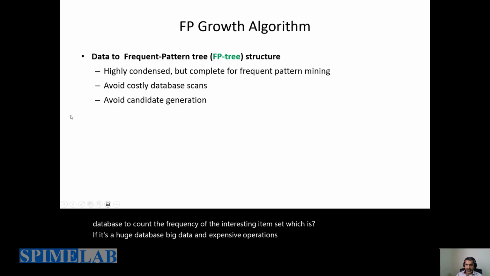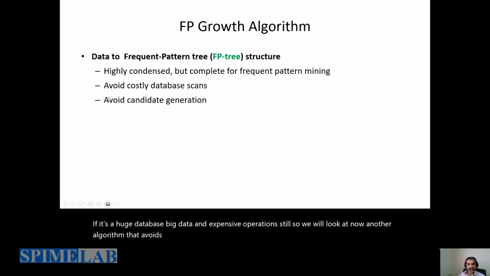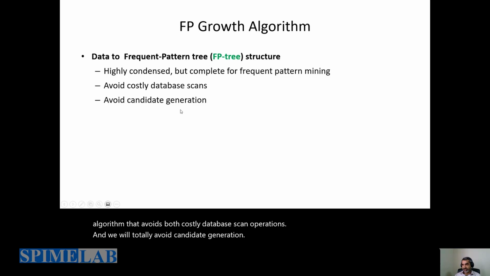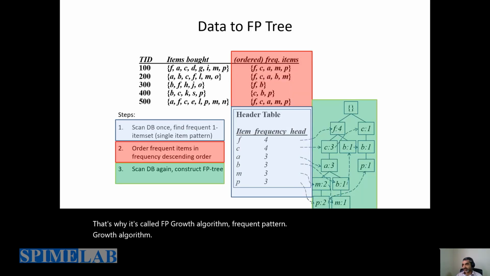So we will now look at another algorithm that avoids costly database scan operations, and we will totally avoid candidate generation. It represents your transaction database in a highly condensed but complete format for frequent pattern mining. That's why it's called the FP growth algorithm, frequent pattern growth algorithm. There are 3 steps. Let's consider this small database again.